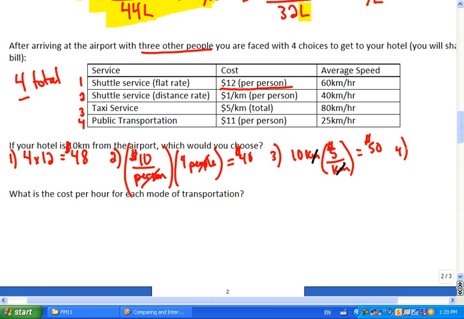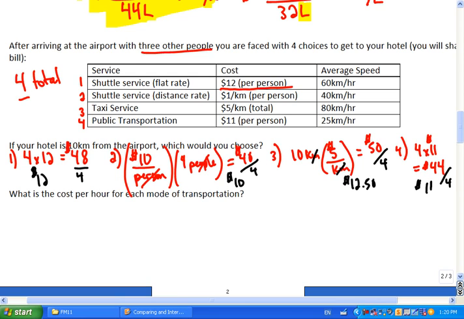And for the last scenario, public transportation, 4 people at $11 each is $44. This is the total cost that I've just calculated, okay? So the total costs mean that if you divide by 4, you get $12. Divided by 4, you get $10. Divided by 4, you get $12.50. And divided by 4 would be $11. So the cheapest one is shuttle number 2.